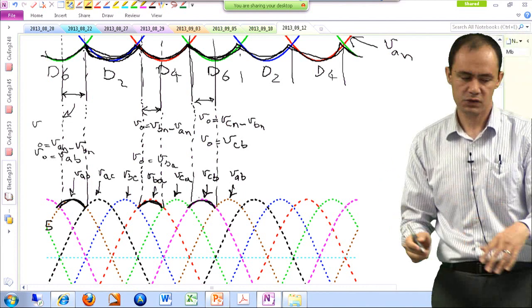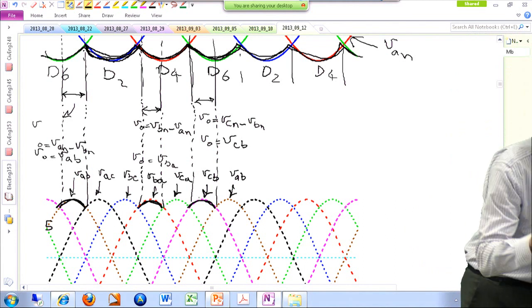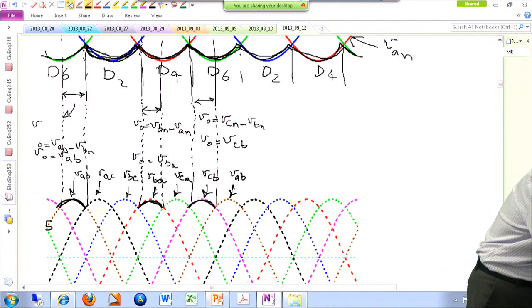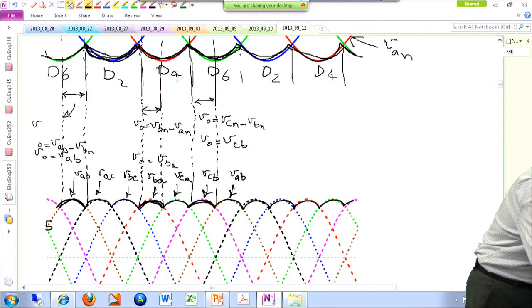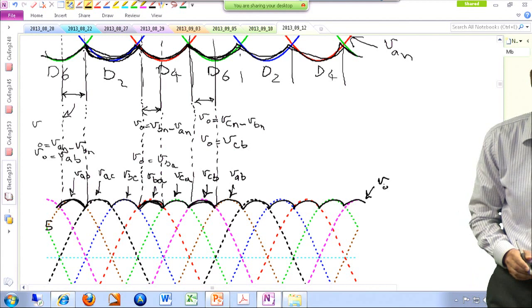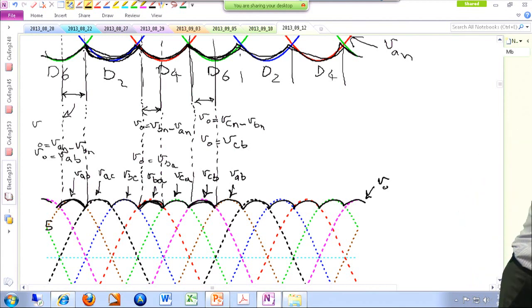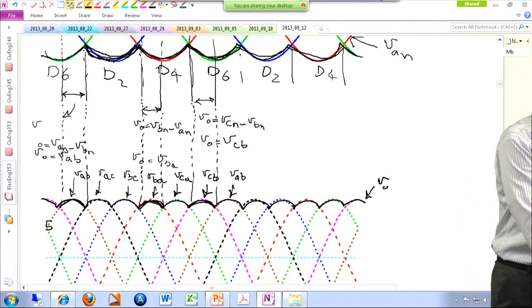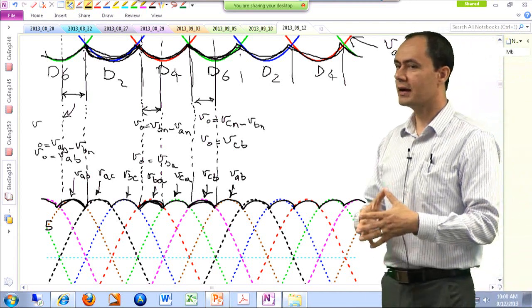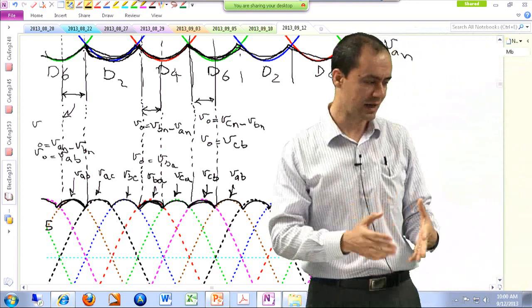So if you do it for all of these intervals, you're going to realize that you're kind of following the peak values or the envelope of these line-to-line voltages. So this is going to be your V out. Okay? All right. So several notations. First of all, our V out is a very good DC signal. It doesn't have a lot of ripple.